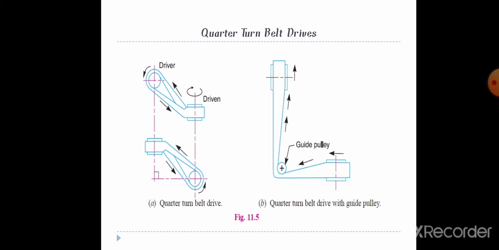Quarter turn belt drive. In this drive, there is a right angle belt. This is also known as right angle drive. Both shafts are arranged at right angle to each other. The driving and driven pulleys are rotating in a definite direction.